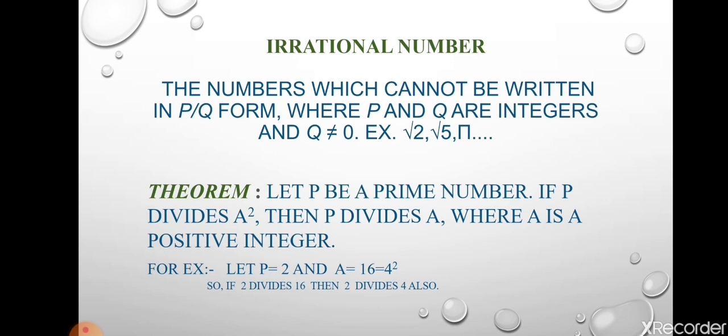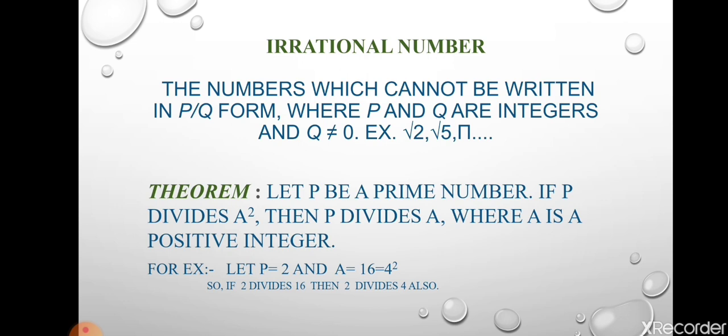The numbers which can't be written in the form of p by q are known as irrational numbers, where p and q belong to the integers and q is not equal to 0. For example, root 2, root 7, root 3, pi and so on. Students, we all know that these numbers are irrational, but how can we prove it? So here we talk about proving these numbers.